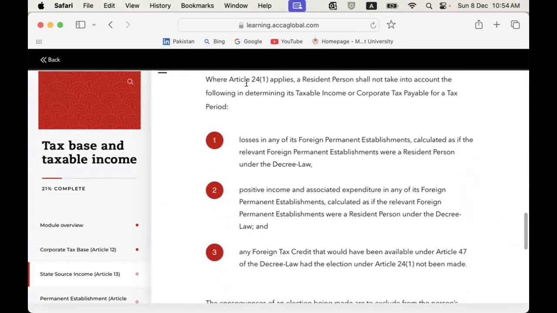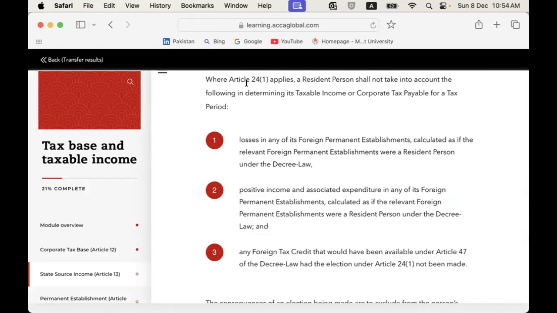What are foreign permanent establishments? Can you guys give me an example? Let's say you own a UAE company, okay, and you have a branch in, let's say, Oman. What would you call that branch? Is it your foreign permanent establishment? Yes, it is your foreign permanent establishment. And this Article 24 has an interesting exemption, which is optional, that it has given. We're going to look at that. So it's an optional exemption.